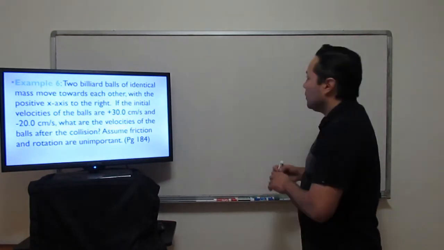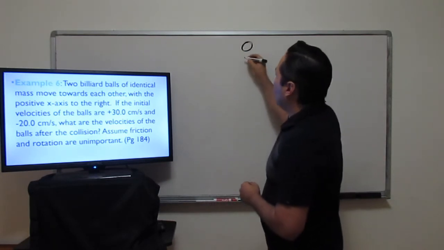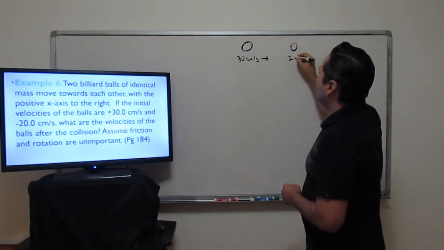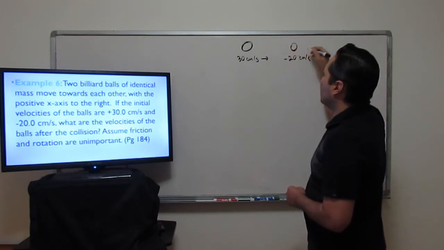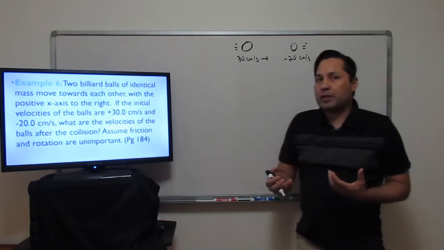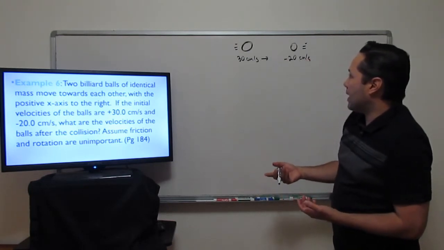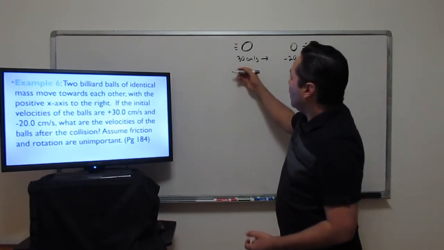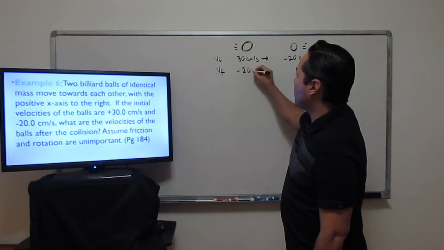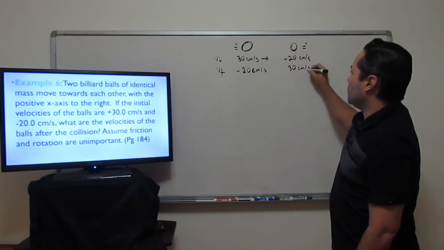So let's start. We've got our two billiard balls. One is going towards the right at 30 centimeters per second. The other is going at 20 centimeters per second, and it has the negative, meaning it is going towards the left-hand side. After they collide, it's a perfectly elastic collision, so all momentum is conserved and all kinetic energy is conserved as well. We can already know the answers: for the final velocities, this one will be traveling at negative 20 centimeters per second, and this one will be traveling at 30 centimeters per second to the right.